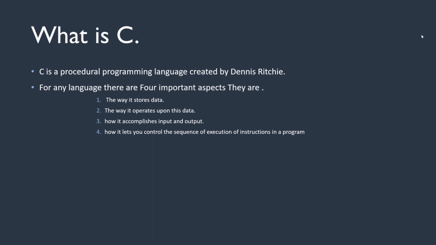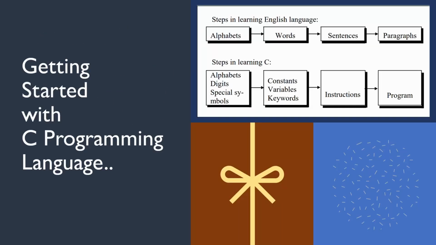For any language, there are four important aspects. The first is the way it stores data, the way it operates upon its data, how it accomplishes input and output, and how it lets you control the sequence of execution of instructions in a program. C is a programming language developed at AT&T's Bell Laboratories of USA in 1972. It was designed and written by a man named Dennis Ritchie.